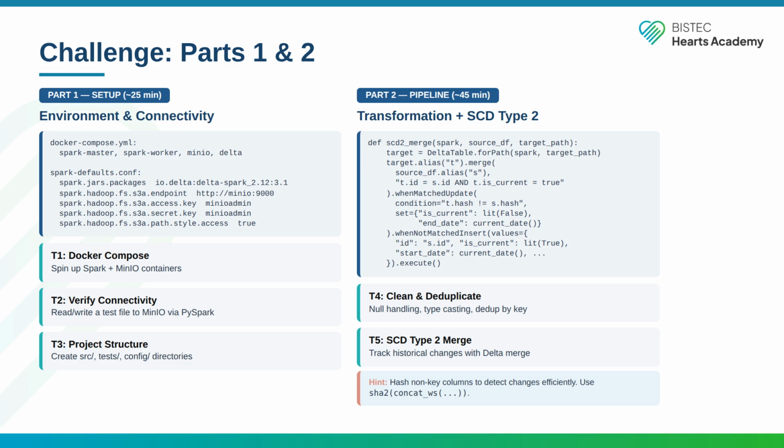For part 2, you're building the actual pipeline. Task 4 is clean and deduplicate. Handle nulls, cast types, and remove duplicates using the window function pattern covered earlier.